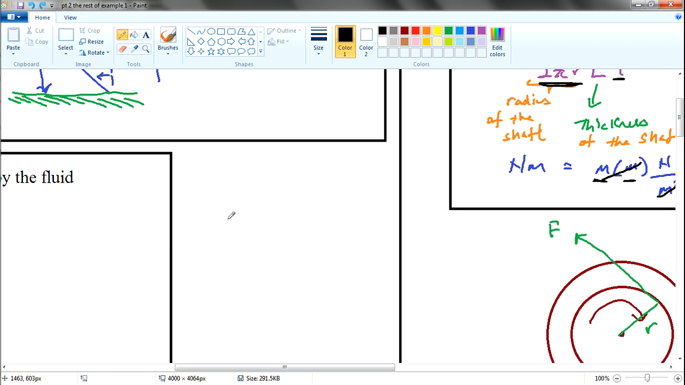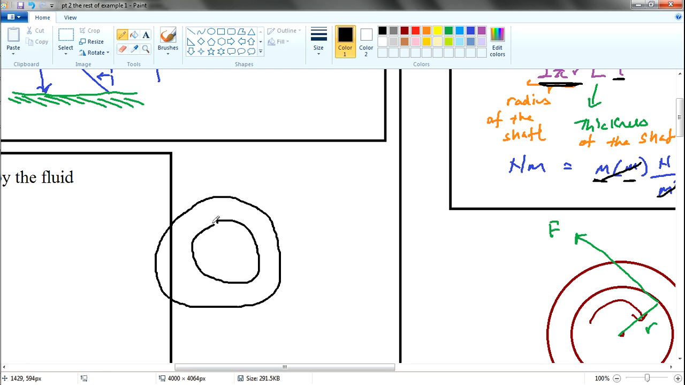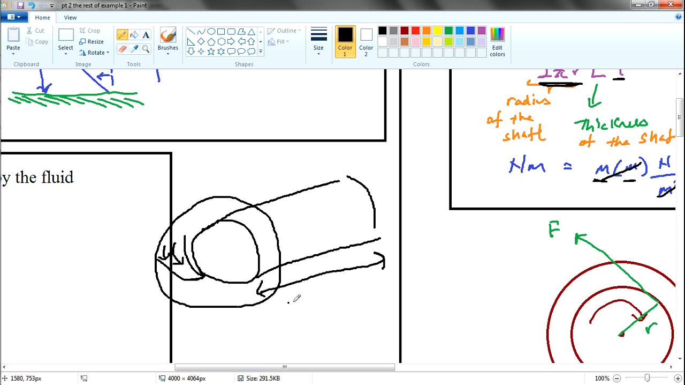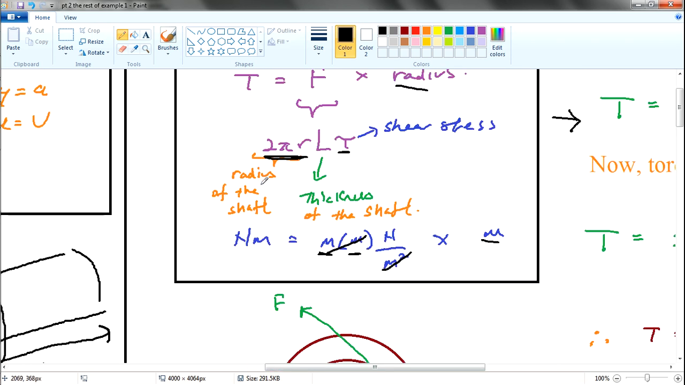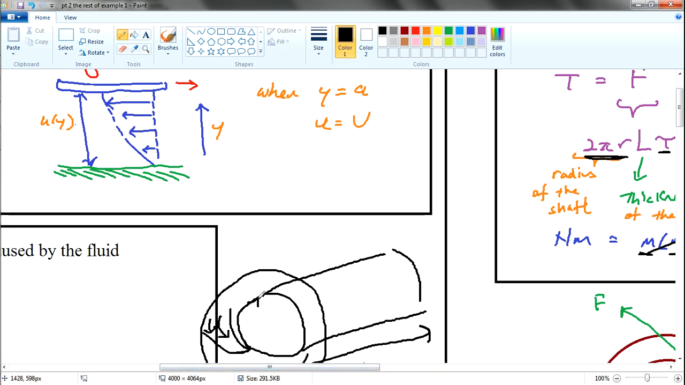You have this shaft over here, and then you have the bearing, and you have the fluid flowing in that manner, right? Then you have your velocity profile, and the thickness is actually this one. This is the thickness. And the radius of the shaft is actually this radius over here. That's all it's saying.